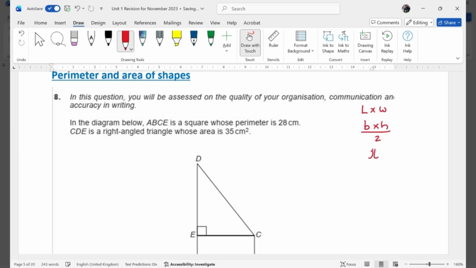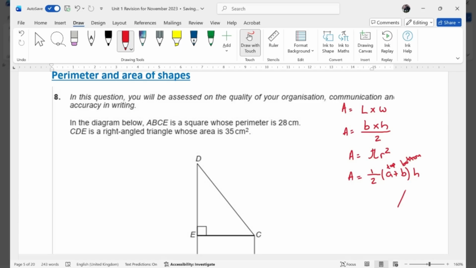A circle is pi times the radius squared, right? These are all area formulas, okay? But the interesting one, which you don't have to learn because it's in the formula sheet, is a trapezium. If it's a trapezium, you can use half a plus b times h, where a is the top, b is the bottom, and h is the height.